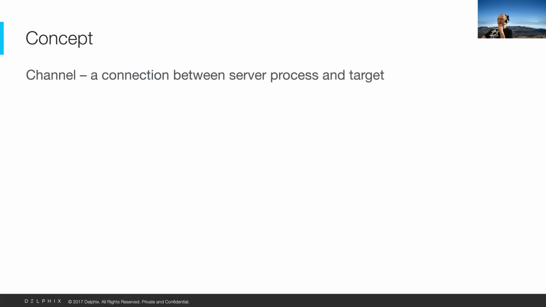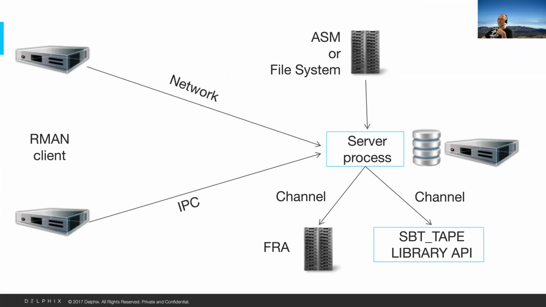Okay, I already talked about a channel. The channel is something very crucial for Recovery Manager. It's a connection made between the server process and the location where the backup will be written. If you remember that slide, your RMAN client can connect to your database over the network. It doesn't mean that your channel is going over that network. The channel will always be created between the server process and the location.